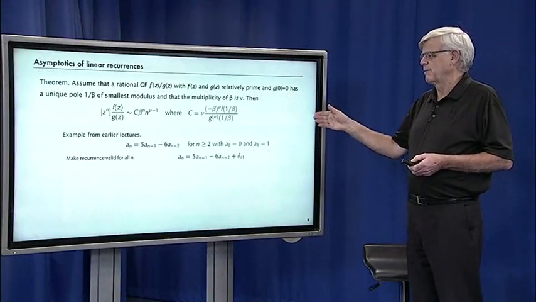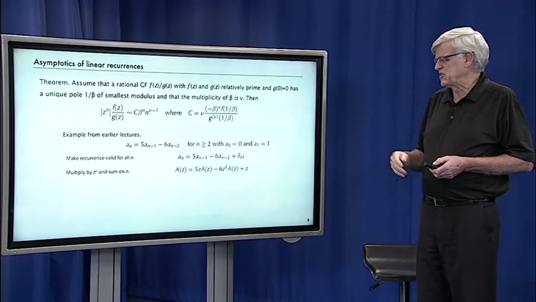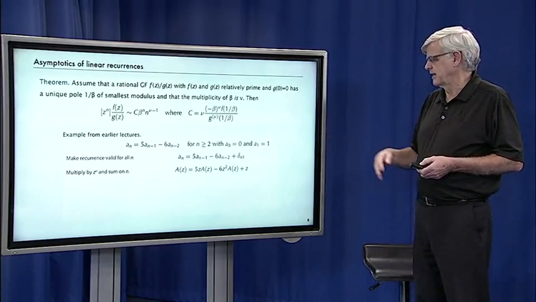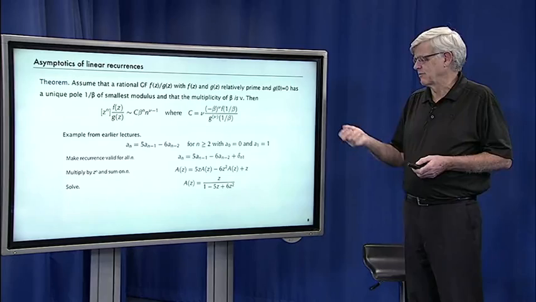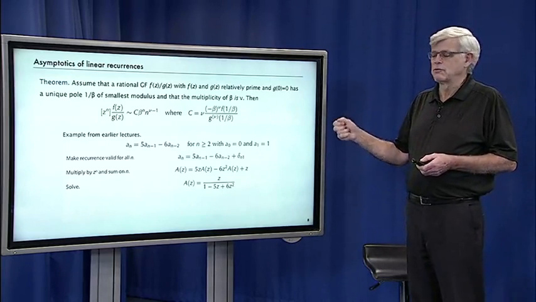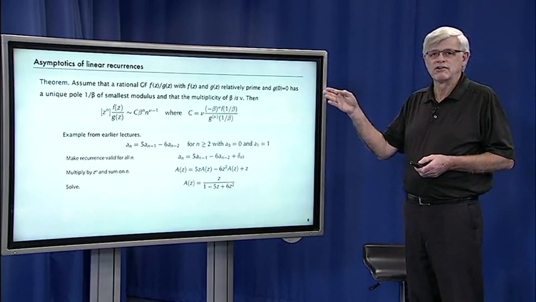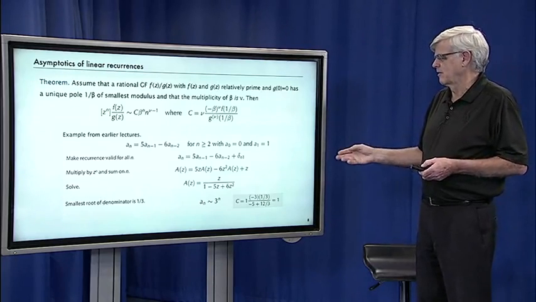To solve the recurrence, we make it valid for all n. Then we multiply by z and sum on n to get a polynomial. And that gives us, for the generating function, a ratio of 2 polynomials. What we're interested in is the coefficient of z to the n in that generating function. And now we can just plug and chug in the theorem.